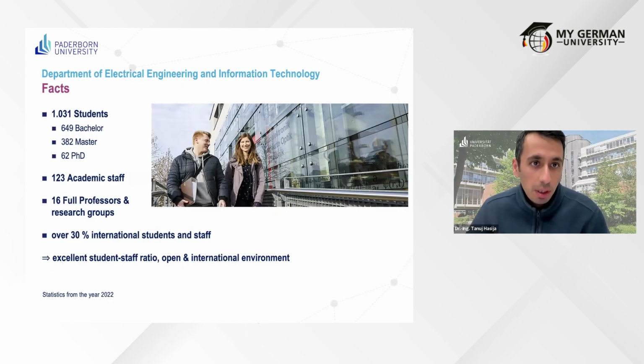So talking about our Department of Electrical Engineering and Information Technology, we have around 1,000 students, around 60% doing bachelor's, 30 to 40% enrolled in master's, and a few also PhD students, with some of the students from the master's course actually enrolling for a PhD as well. That's like me, so that's also an option for you.